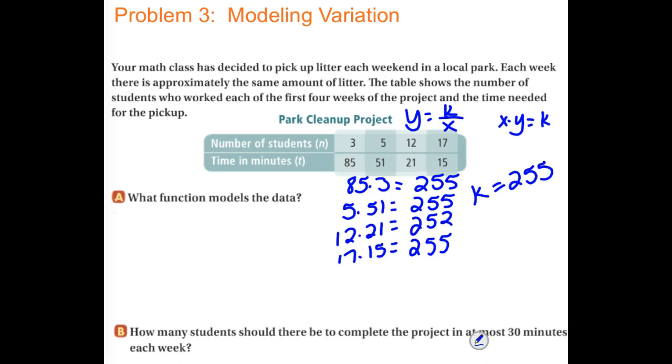All right. Now, what model can we write for this? Normally we have y equals k over x. Notice that they did give us different variables to use. They said time is t. That would be like our y before, and n will be number of students instead of our x. Okay? So instead of y equals k over x, we would say t equals k divided by n. And we just said our k value was 255. All right, so that's the model for this.